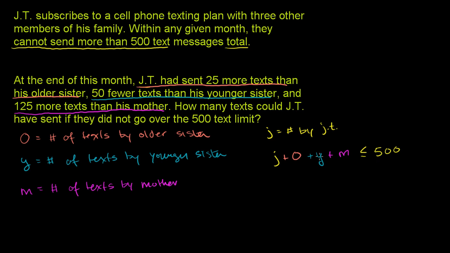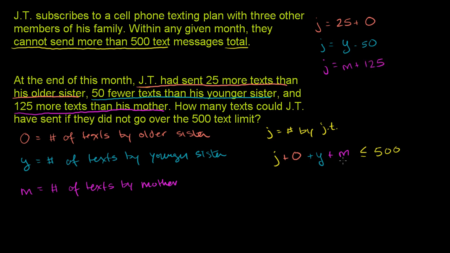Now, how can we express each of these in terms of the number of texts JT sent? Well, they give us some information here. This first statement, JT had sent 25 more texts than his older sister. So J is equal to 25 plus the number of texts of his older sister, which we say is O. It's not a 0, that's an O for older sister. And they also tell us that JT sent 50 fewer texts than his younger sister. So J is also equal to the younger sister minus 50. And then finally, 125 more texts than his mother. So J is equal to mother plus 125.